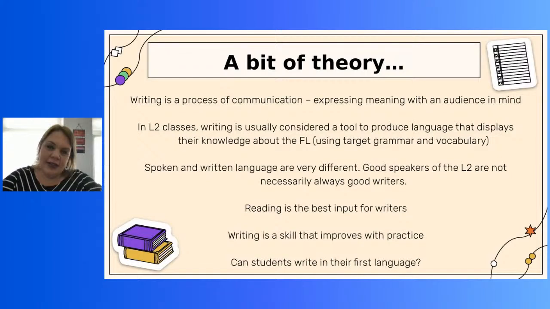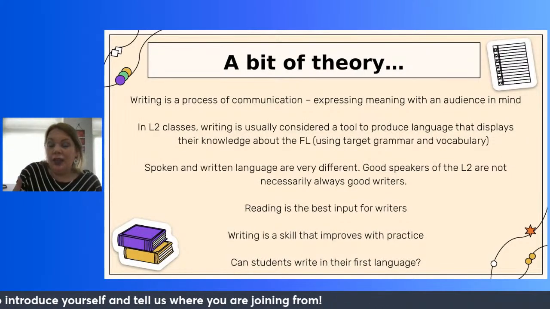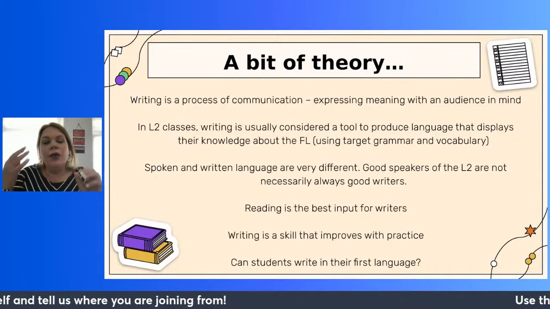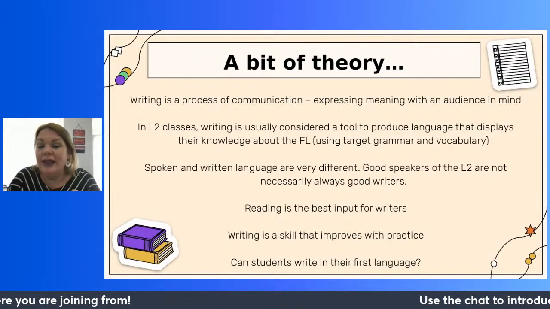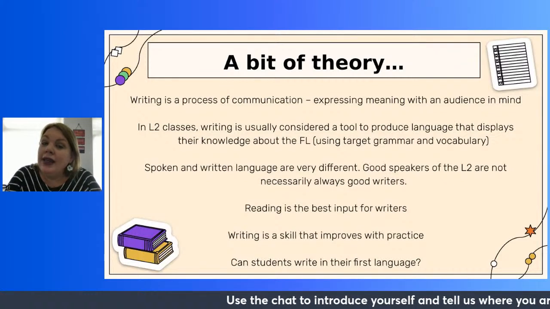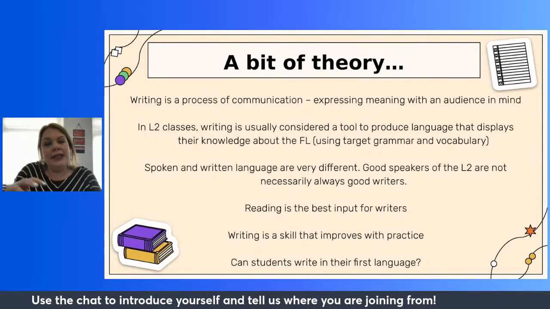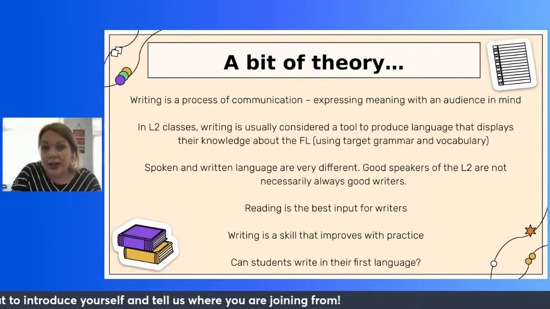Writing is a process of communication, right? What do we do when we write? We express meaning through written language, but we always have an audience in mind. And this is something that's very important for us to remember. Writing is not done in a vacuum. Writing has a purpose and it is for some particular audience, right?